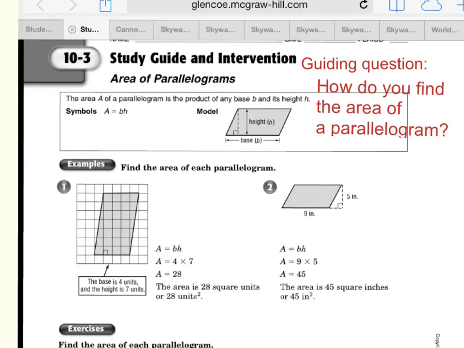Okay, this is going to be maybe our fastest video yet. You need to pause it so you can write down your guiding question in the Cornell notes. How do you find the area of a parallelogram? Remember, this is not one of the questions that you are going to write on the side of your Cornell notes. You need to come up with your own.